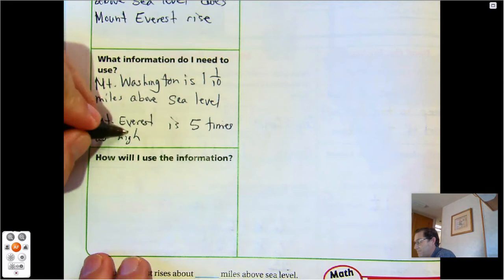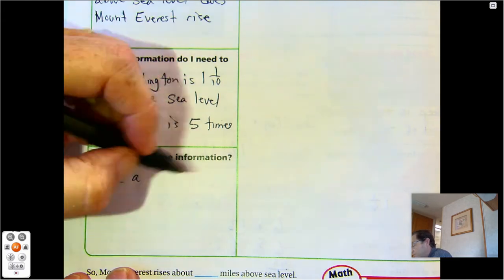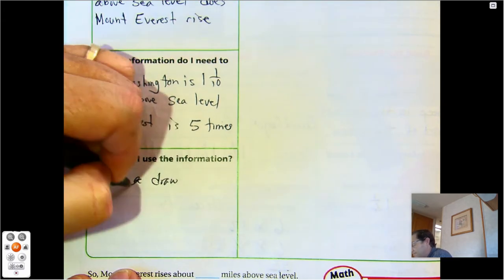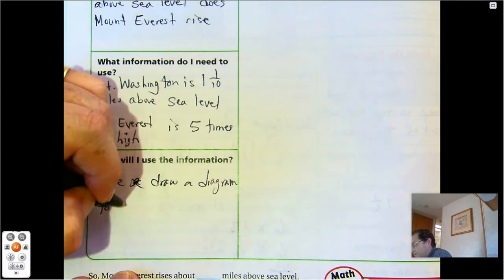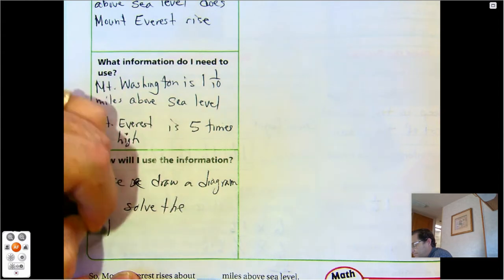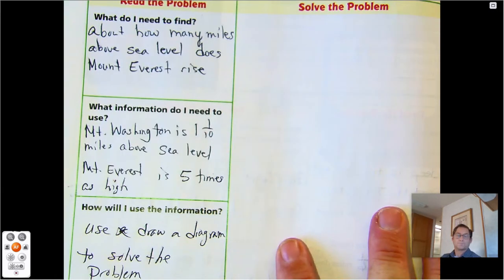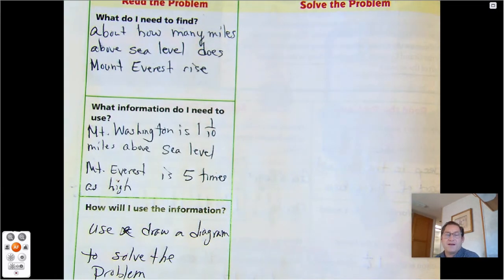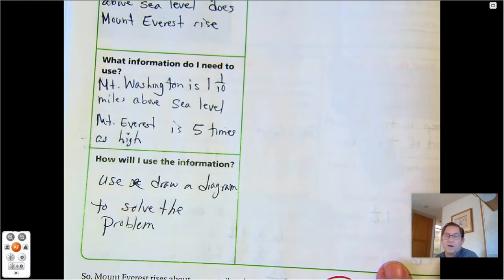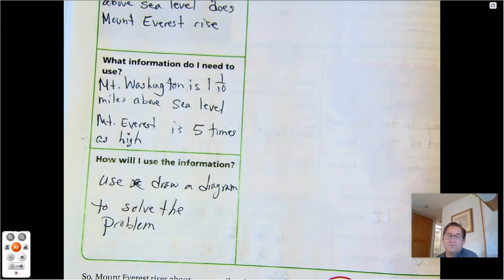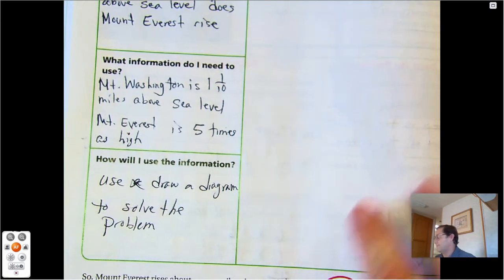Well, we're going to use the same model that we did in the last one. So draw a diagram to solve the problem. Okay, so let's review. What do I need to find? About how many miles above sea level does Mount Everest rise? Mount Washington is 1 1/10 miles above sea level. Mount Everest is 5 times as high. And we're going to draw a picture to show that.